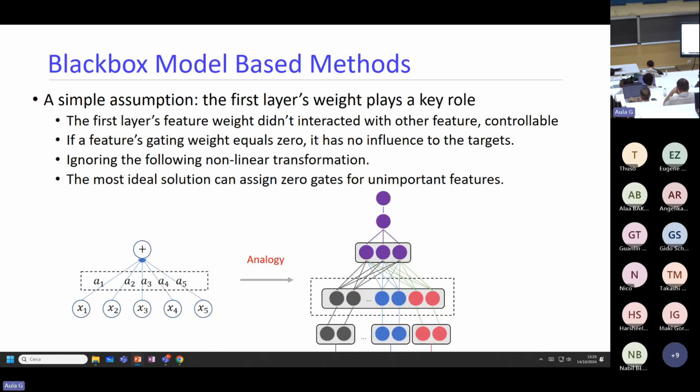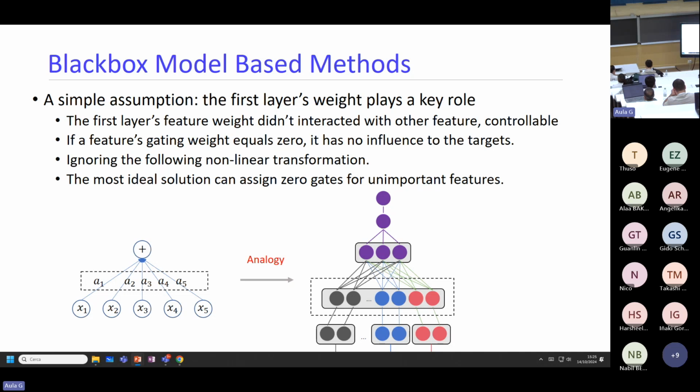So here, many methods use a very simple assumption that the first layer's weight plays a key role. The first layer's feature weight doesn't interact with other features, so it is more controllable. If we set the first layer's feature weight to 0, then it won't enter the following model structure and won't interact with other features either. But this assumption ignores the following layers' nonlinear transformation.